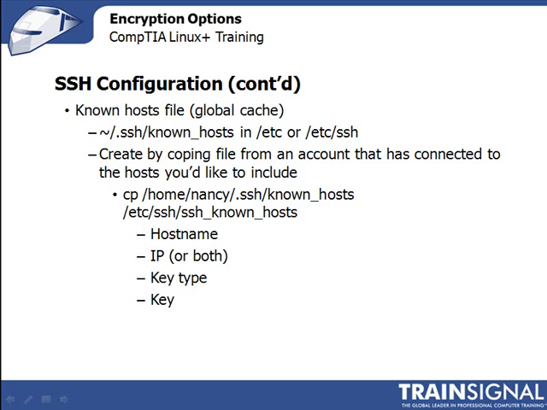Then you can simply use the copy command to copy the file from the user's home directory to /etc/ssh or /etc. So for instance, if we use Nancy as an example, we could copy a file from Nancy's home directory to /etc/ssh. The command would read cp /home/nancy/.ssh/known_hosts /etc/ssh/ssh_known_hosts. The file should include fields for host name, IP, or both, and then you also have the key type and the actual key.